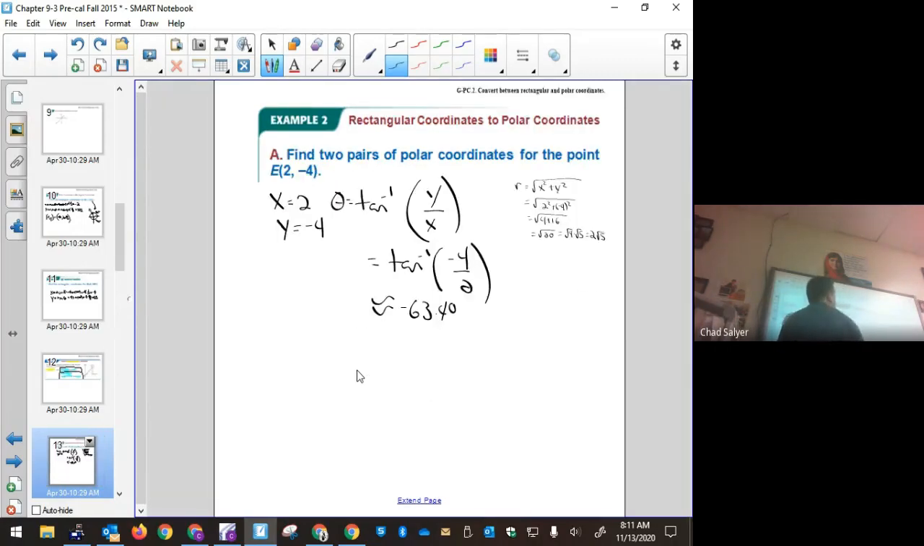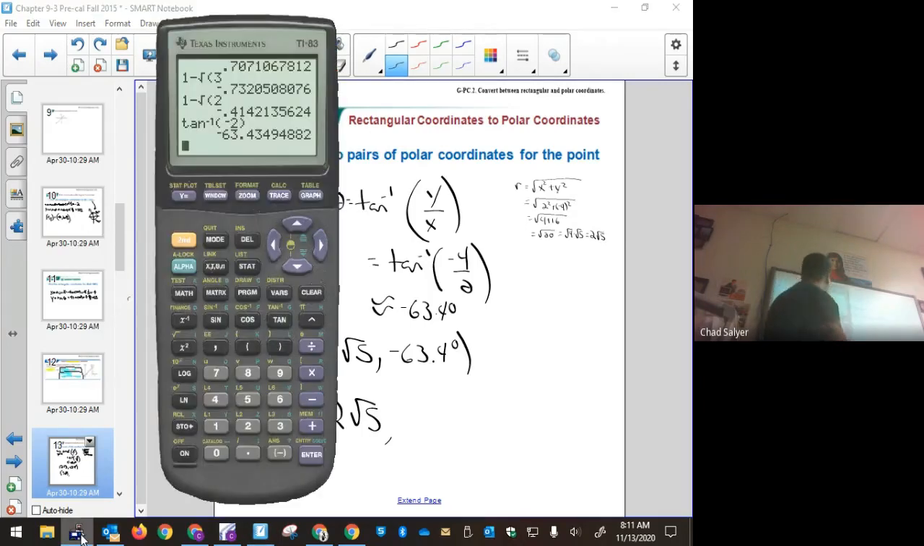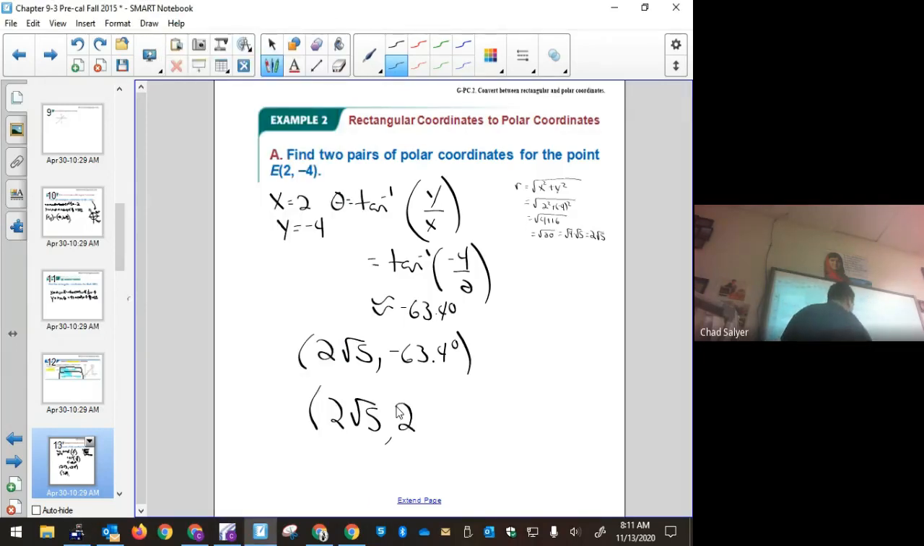So a polar point to describe this could be 2 on the square root of 5, comma, negative 63.4 degrees. Another way to say it, 2 on the square root of 5, comma, and then I could use a corresponding positive angle, which would be, let's see, 292.6. Let me just double check myself. So there's two ways to say that point in polar.